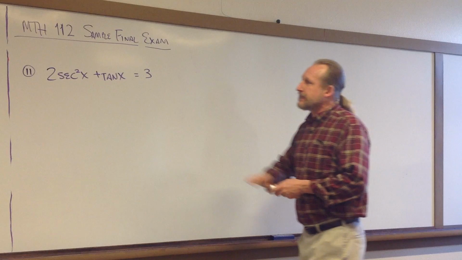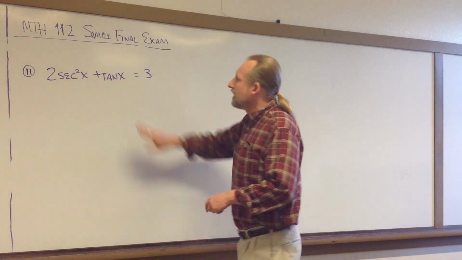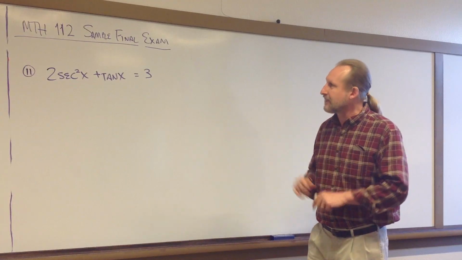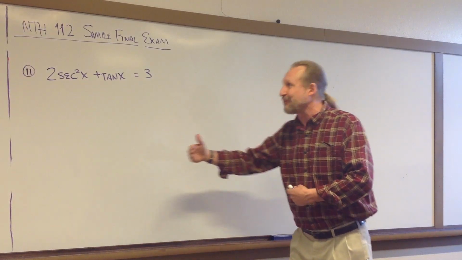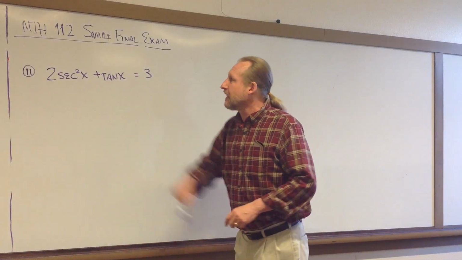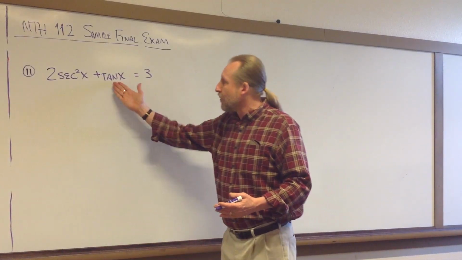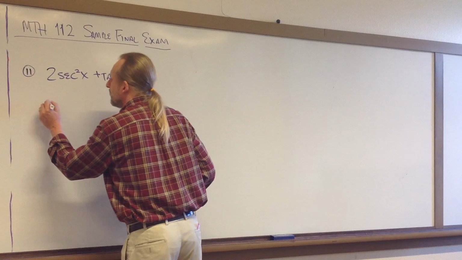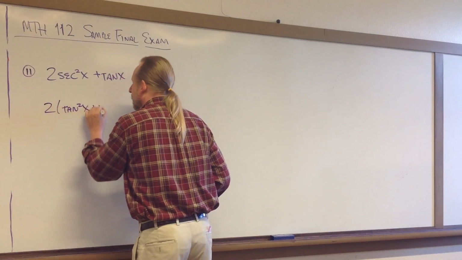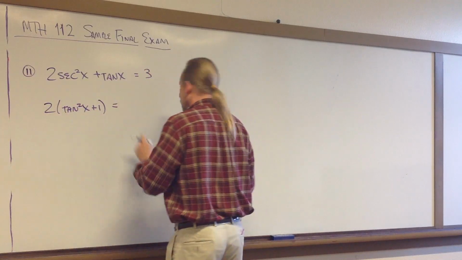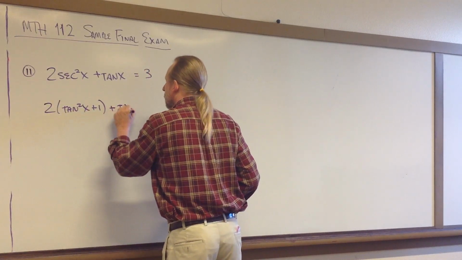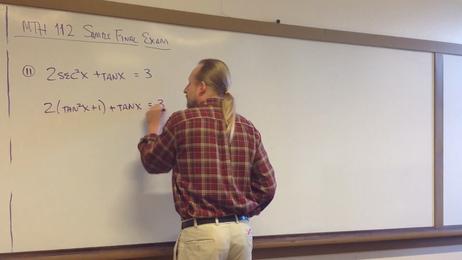Well, we've already got a tangent in here. We don't really have an identity for that, okay, other than sine over cosine. That's going to take us into a more complicated situation rather than a less complicated situation. The secant squared has an identity that will match up with the tangent very nicely. It's important to put it into parentheses. Tangent squared x plus 1 is secant squared x. And then we've got plus tangent x equals 3.